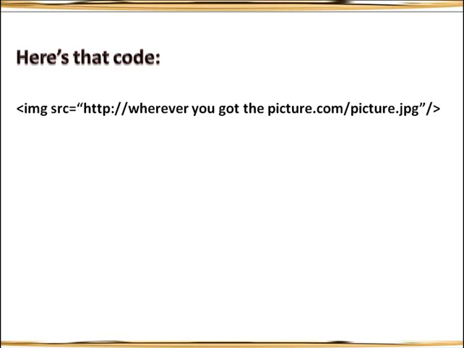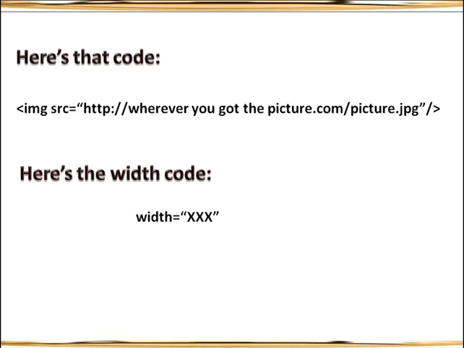Okay, here's a review real quick. Here's that code we used in the video, just in case you didn't get it. The less than sign, no space, then IMG, then a space, then SRC equals. And then you've got the actual site location of the picture. Then the / and the greater than sign to end that command. If you want to change the size of the image for the site, here's the width code. Really very simple. XXX would be the number of pixels. And as an example, in that video, we used 620.